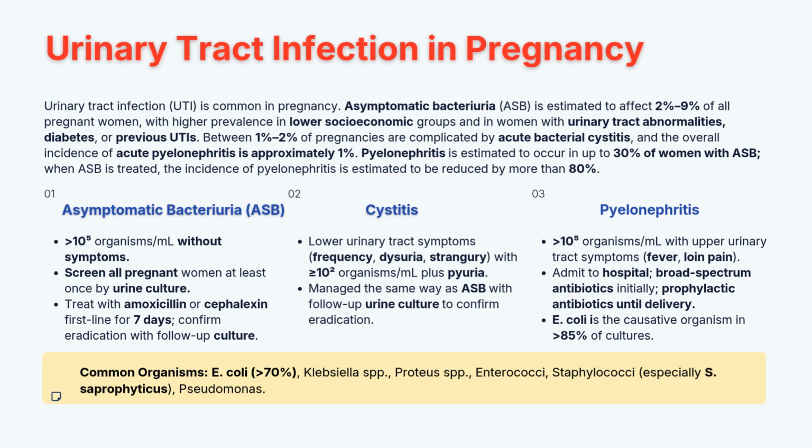Pyelonephritis is much more serious and usually presents with fever, flank pain, nausea, vomiting, and systemic symptoms. Women with pyelonephritis often require hospital admission, IV antibiotics, and close monitoring. In some cases, suppressive antibiotic therapy is continued for the rest of pregnancy after an episode of pyelonephritis. E. coli is by far the most common organism responsible for the majority of infections. Other common organisms include Klebsiella, Proteus, Enterococcus, Staphylococcus saprophyticus, and occasionally Pseudomonas.